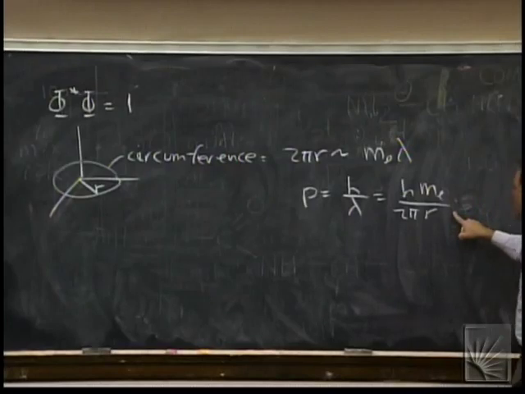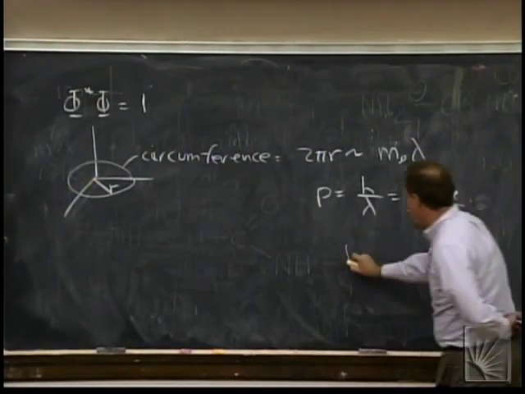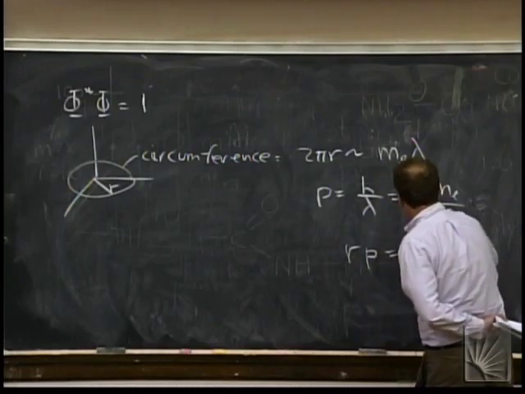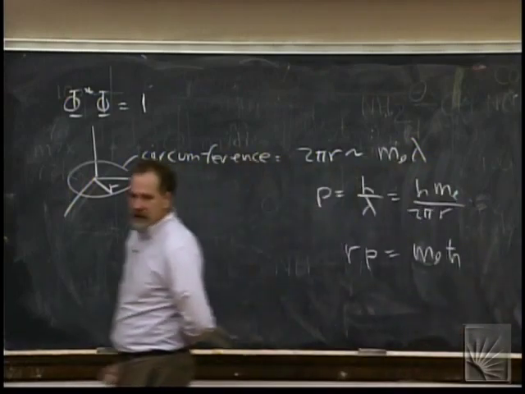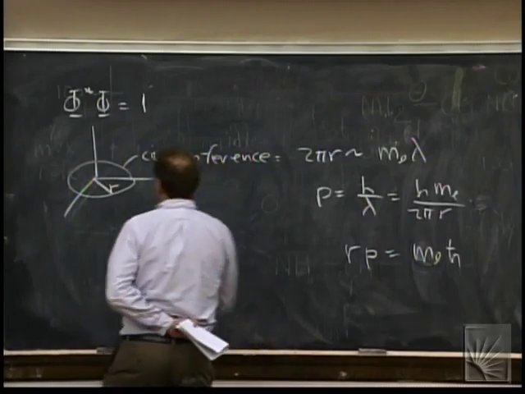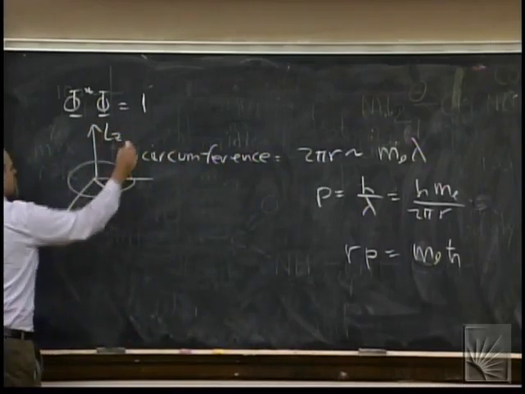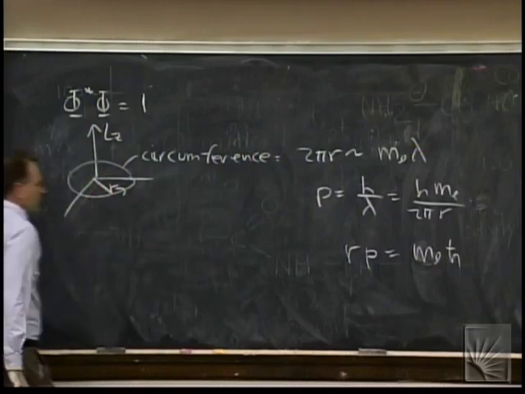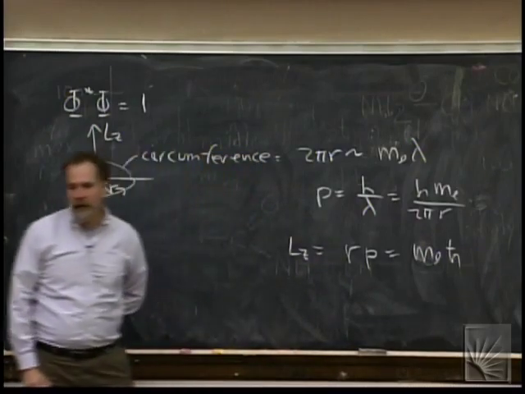Okay? And then if that's the case, well, that's just h bar, and let me multiply by r on both sides. r p equals h bar m sub l. And what's r times p? Well, if I had r here in the plane, that's just the angular momentum around the z-axis. If something is kind of zooming around, I would identify that with the angular momentum on the z-axis.